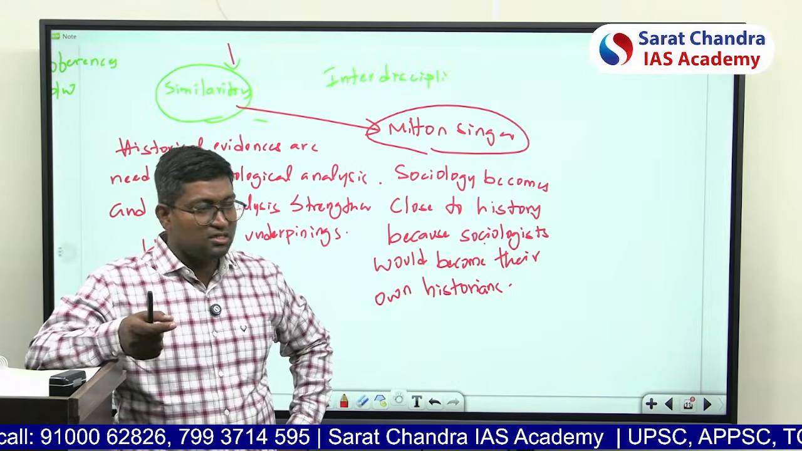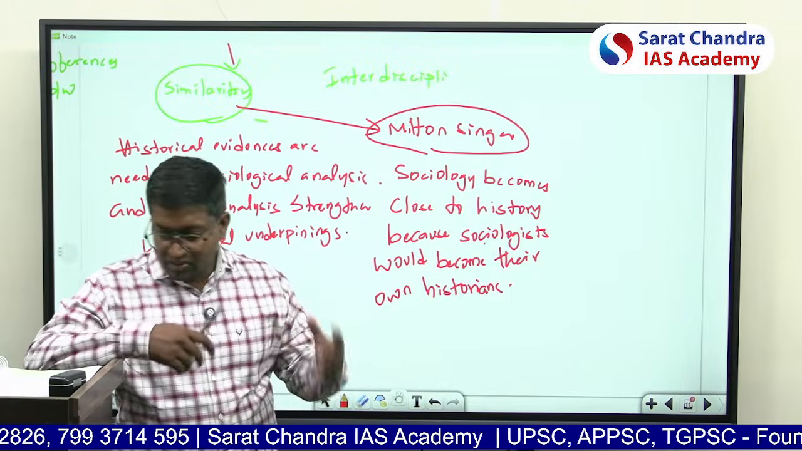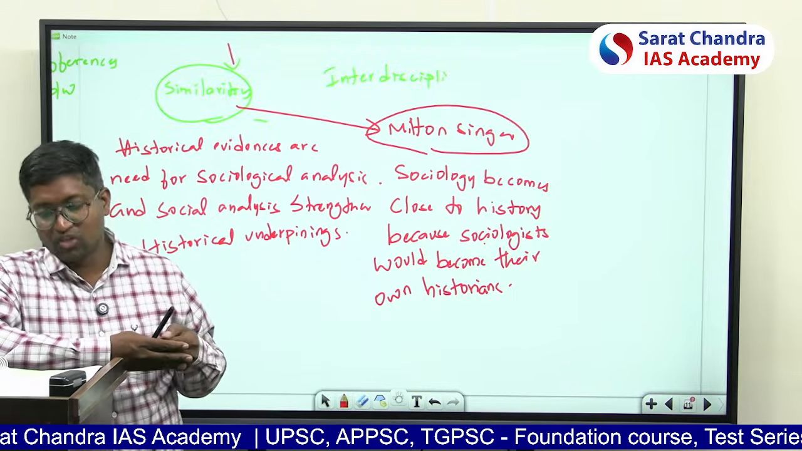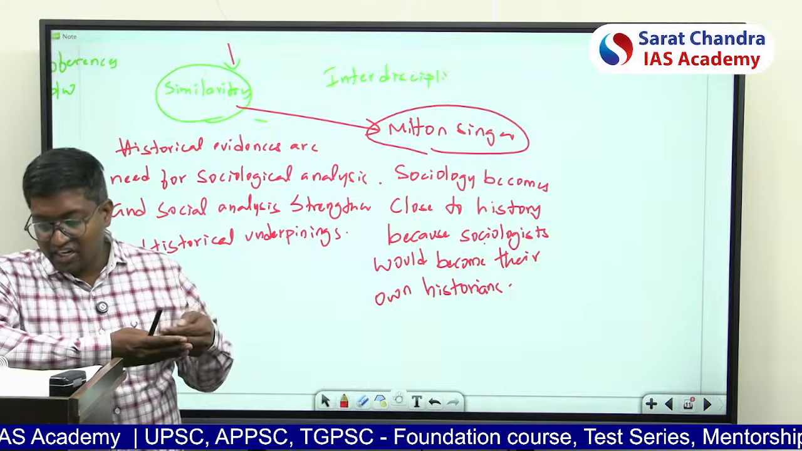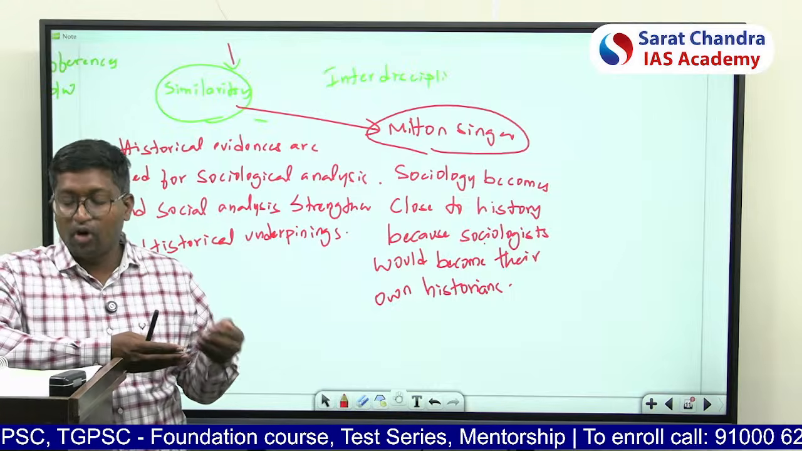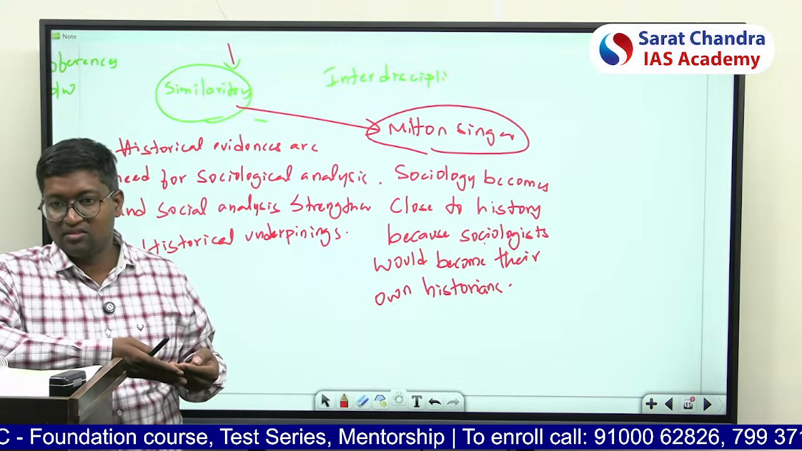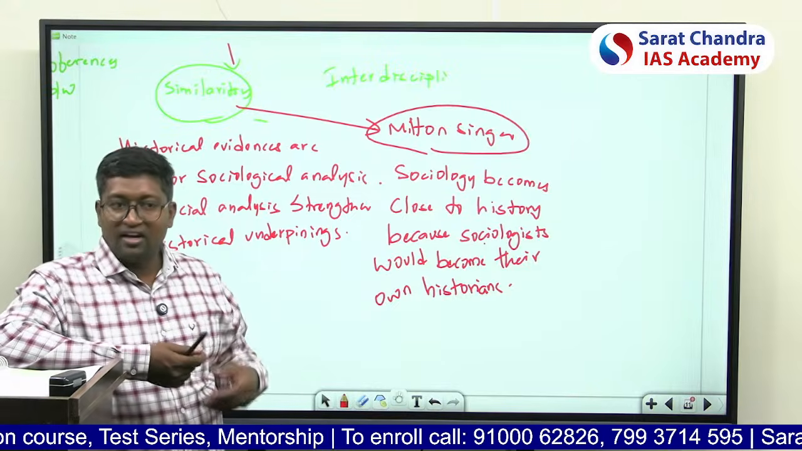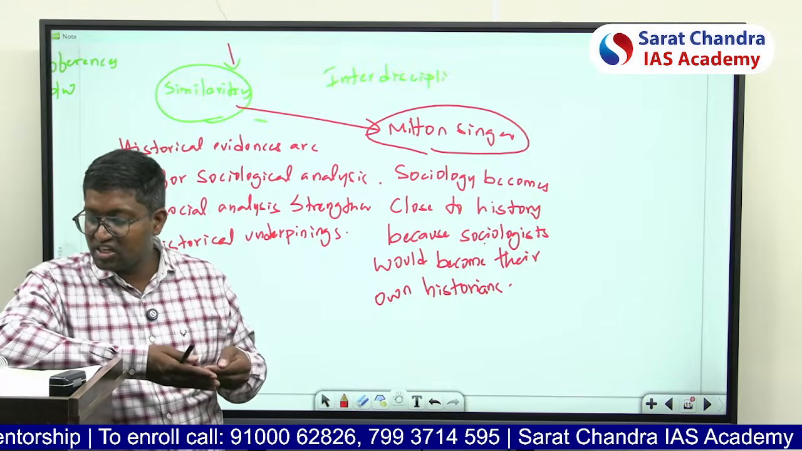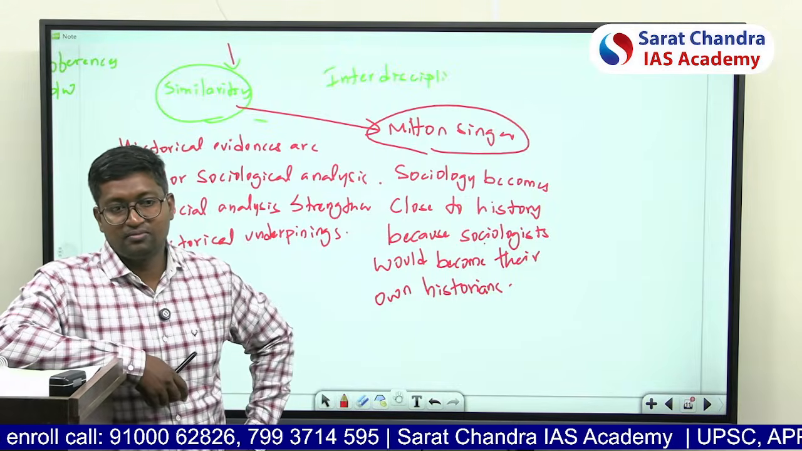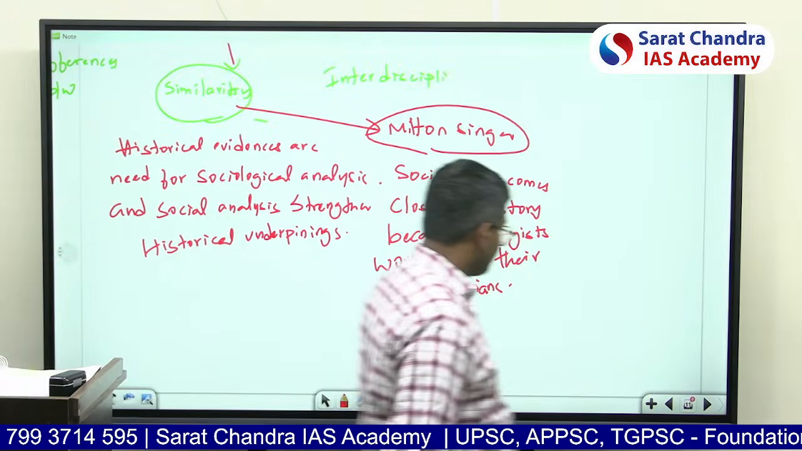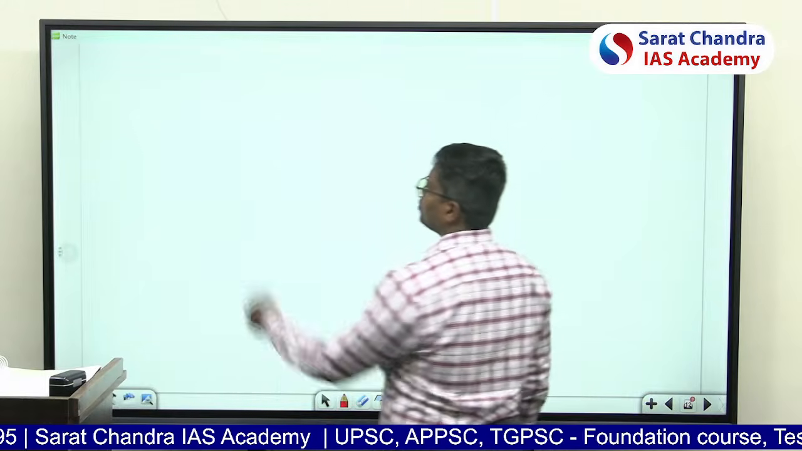Similarities, you can talk about all these aspects. Then you can write: sociology and history are not dialectical disciplines. Both the disciplines share common data and approaches, and sociological theories are largely borrowed by historians. Therefore we can conclude that sociology without history is rootless, and history without sociology is fruitless. Simple.